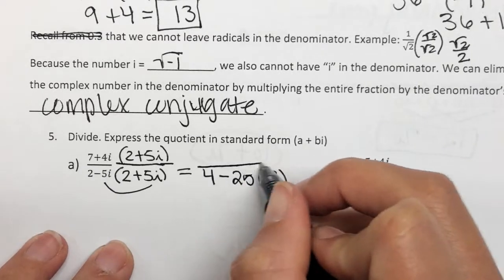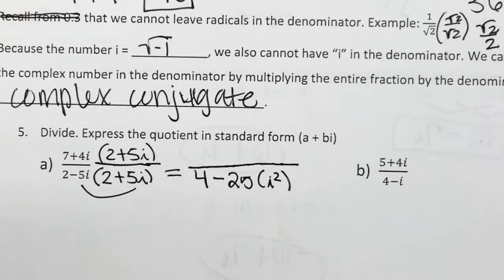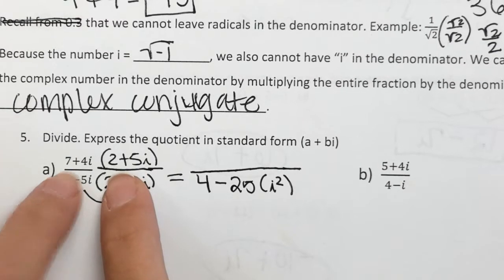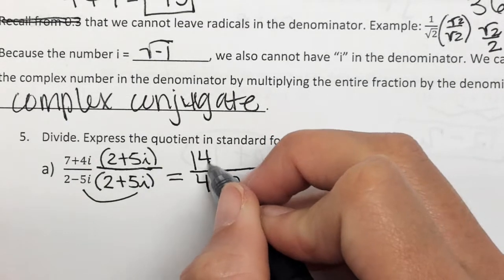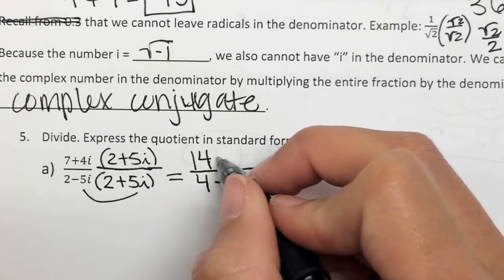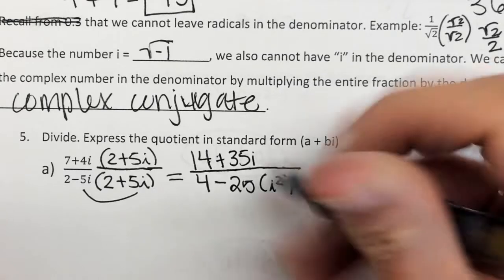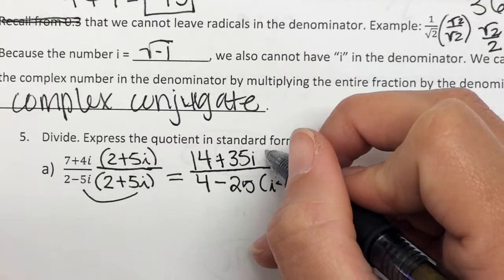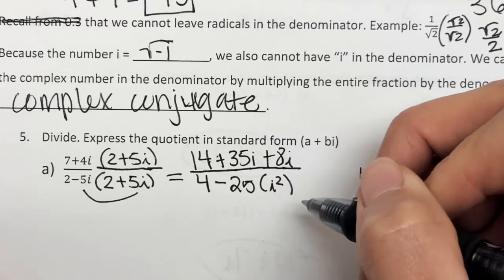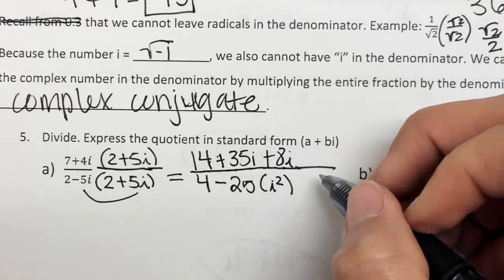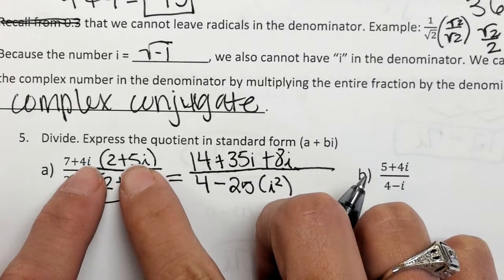Can we do that for the top? No, because these aren't complex conjugates. So, Abigail, what's my first terms going to be multiplied together? 14. Very good. Darian, what's my outer terms multiplied together? 35 what? Good. Colby, what's my inner terms? Plus 8i. Good. Ransom, what's my last terms? Very good.